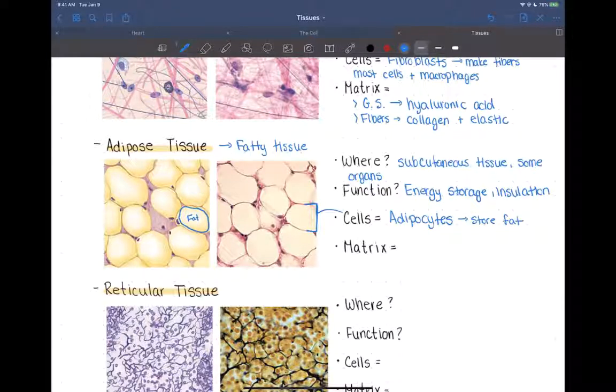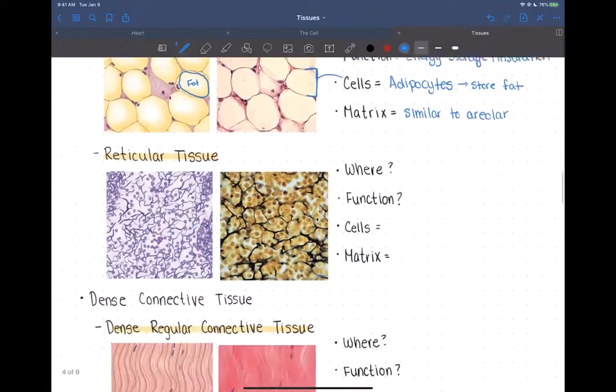Then they also make the matrix of that adipose tissue. Because these cells are so big, so plump and full of fat, there's not much room for matrix in this tissue. What it consists of is very similar to that areolar tissue, there's just not as much of it because the cells take up so much space. So it would be hyaluronic acid, and it would contain some collagen as well as some elastic fibers. Okay, so that's adipose tissue.